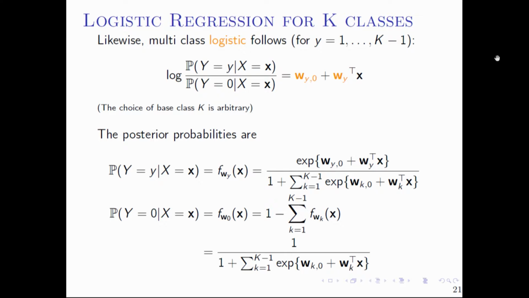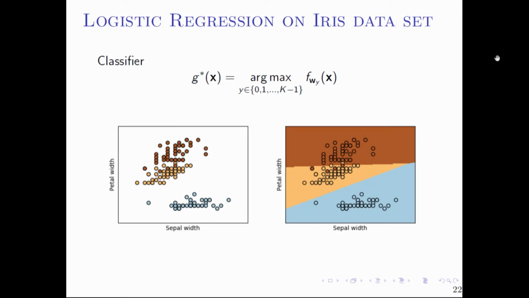Now we'll see one example. When we learn this logistic regression with a moderately tuned C on this iris data, we get this kind of separating hyperplanes. These are linear, and on this side we have the brown class, this is the yellow class, and this is the blue class.